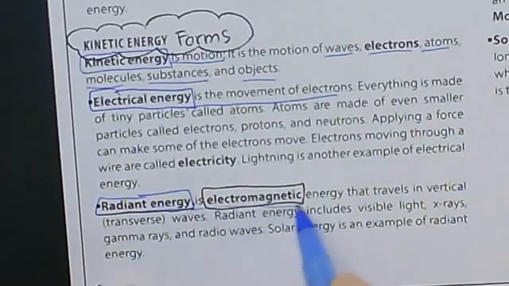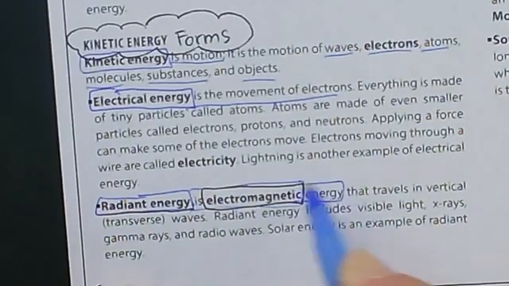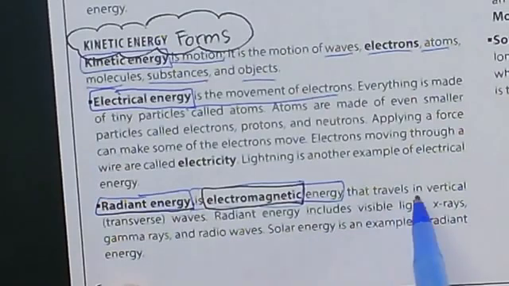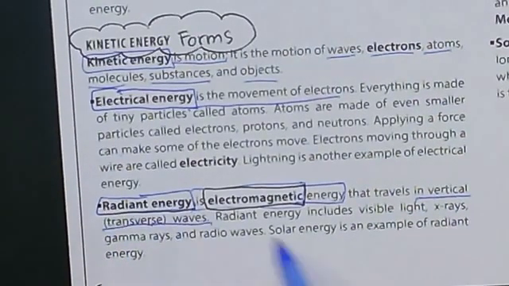Radiant energy, or electromagnetic energy, is what we're going to be calling it, is energy that travels in vertical or transverse waves. Radiant energy includes visible light, X-rays, gamma rays, and radio waves. Solar energy is an example of radiant energy.